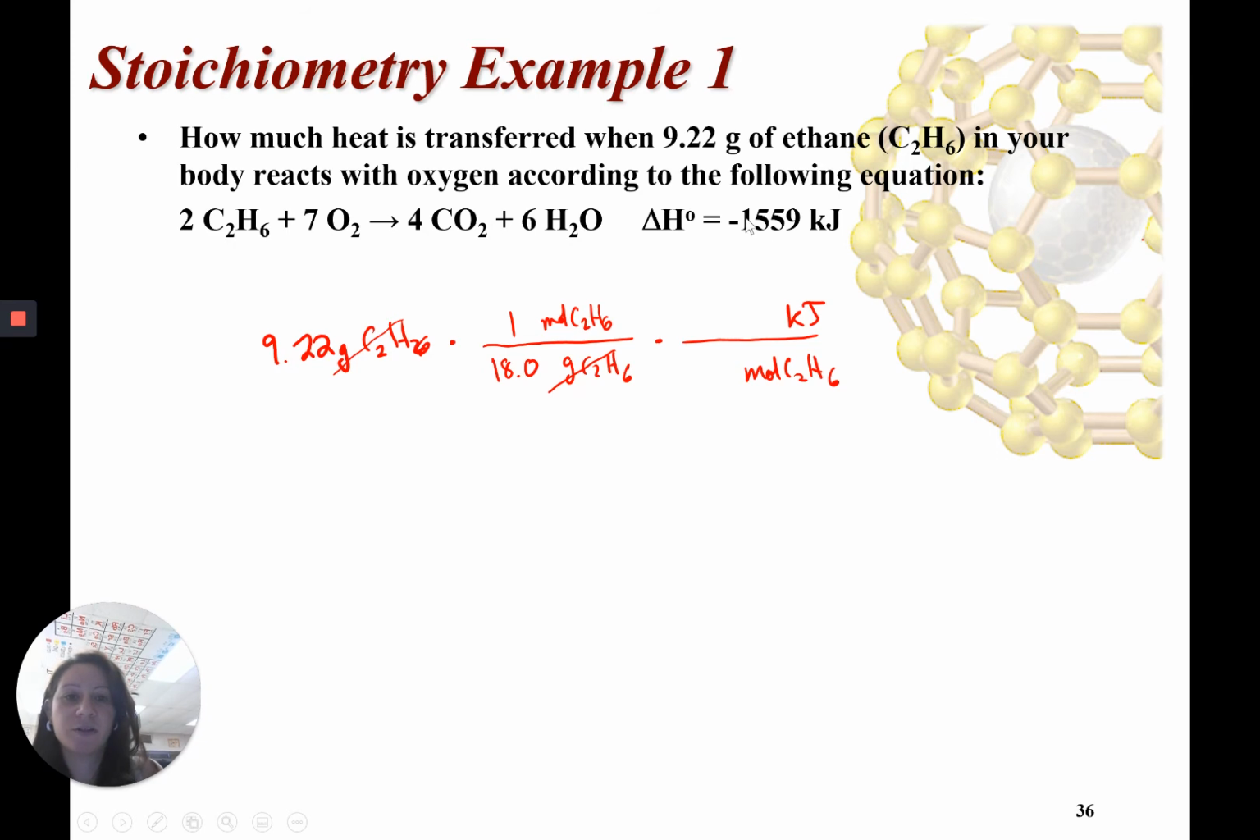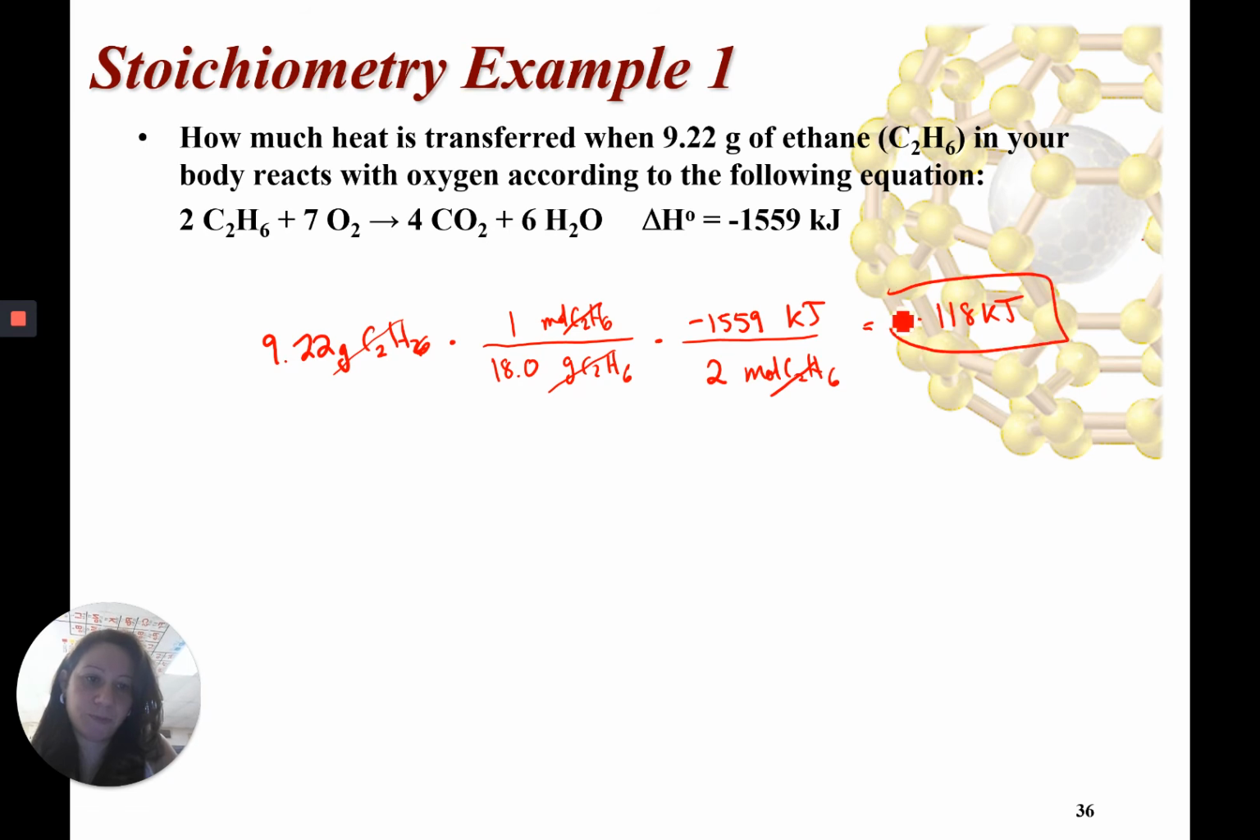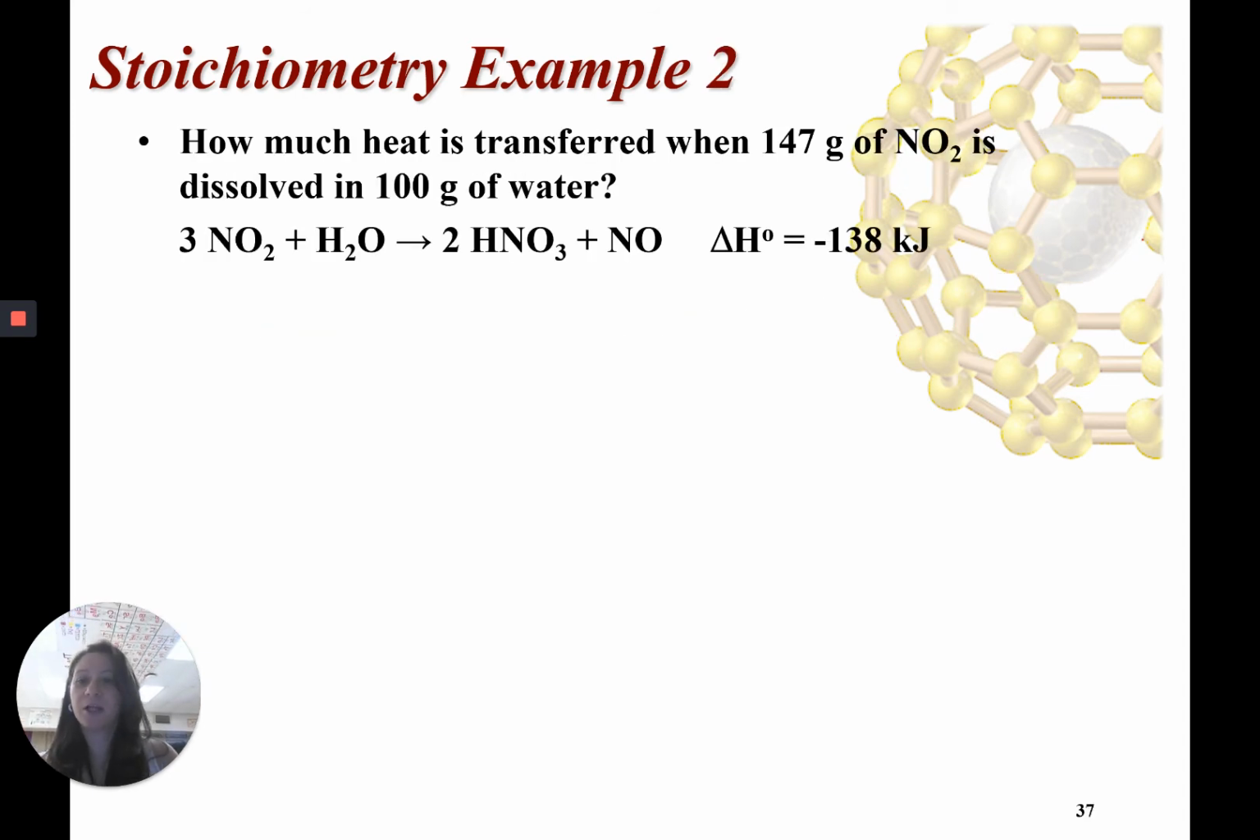And this number is telling us that it releases 1,559 kilojoules for every 2 moles. So we're going to write negative 1,559 kilojoules for every 2 moles. We get that 2 from the balanced equation here. So then our moles cancel, and our answer is negative 118 kilojoules. So we release 118 kilojoules for the 9.22 grams. We release 1,559 kilojoules for the 2 moles. So that's the difference there. It's a different amount. Okay, let's look at the next one.